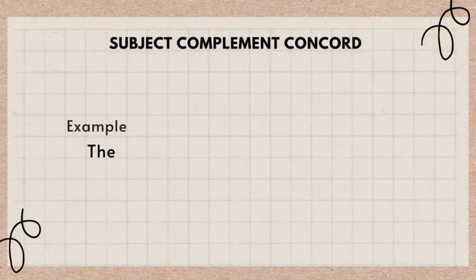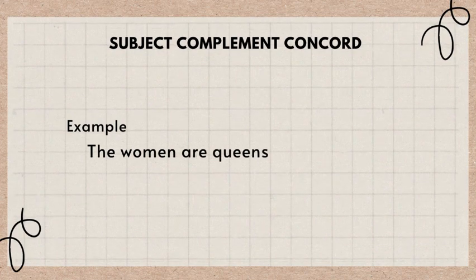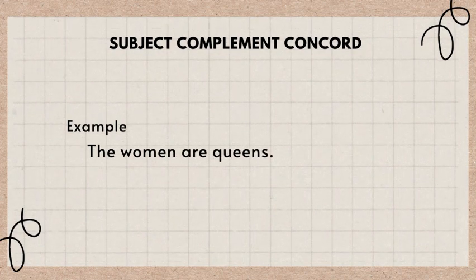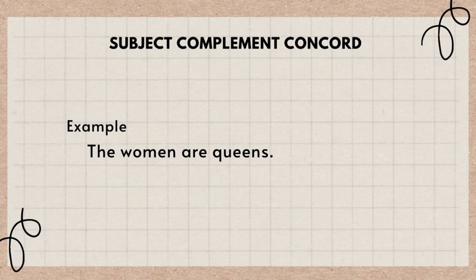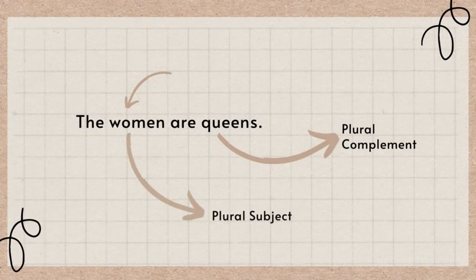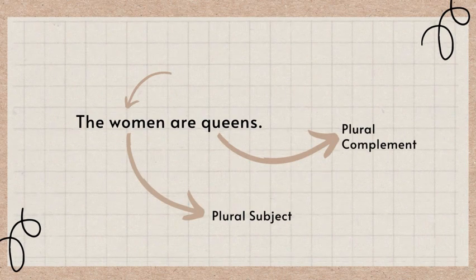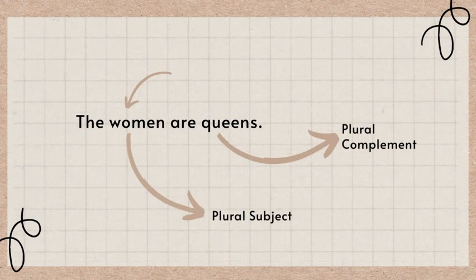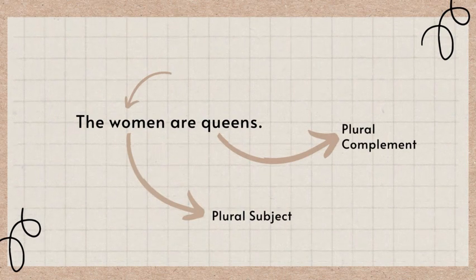We also have subject complement concord. So, the women are queens. The women is the subject and queens is the complement. And since the women is plural, the complement should also be plural. So we must take note that concord goes beyond just the subject and the verb.